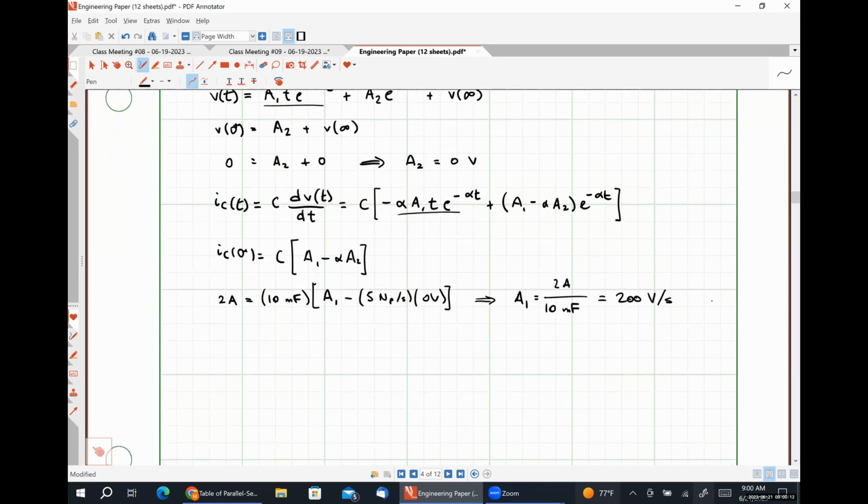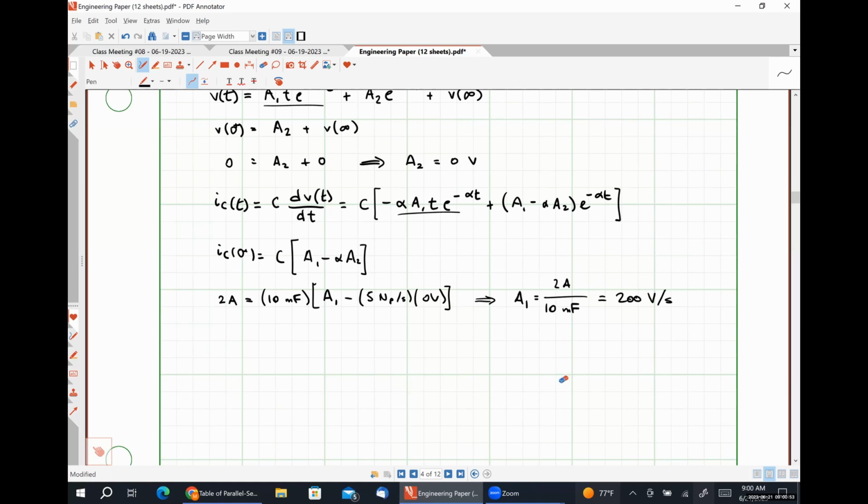Just to be super clear here on these units, the first thing is that we know that A1 needs to be in volts per second because A1 is multiplied by time and we're trying to get a voltage. So that's one way to look at it. But a millifarad, just to remind you guys, is an amp second per volt. So we're going to have amps over amp second per volt. So the amps cancel each other and the volts can move from here up to here, leaving us with volts per second. So dimensionally, it's going to work out for us, right?